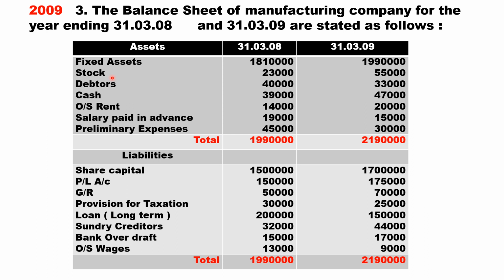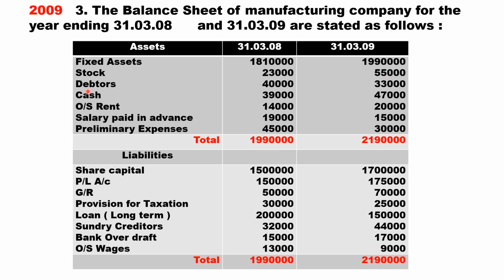Stock is a current asset. It will come in operating activity. Last year 23,000, current year it's 55,000. It means there is a purchase of stock. Whenever you purchase stock, you need to pay, so you should minus. Simple. If current asset increases, minus; if current asset decreases, you should add. So increase in current asset of 32,000, minus.